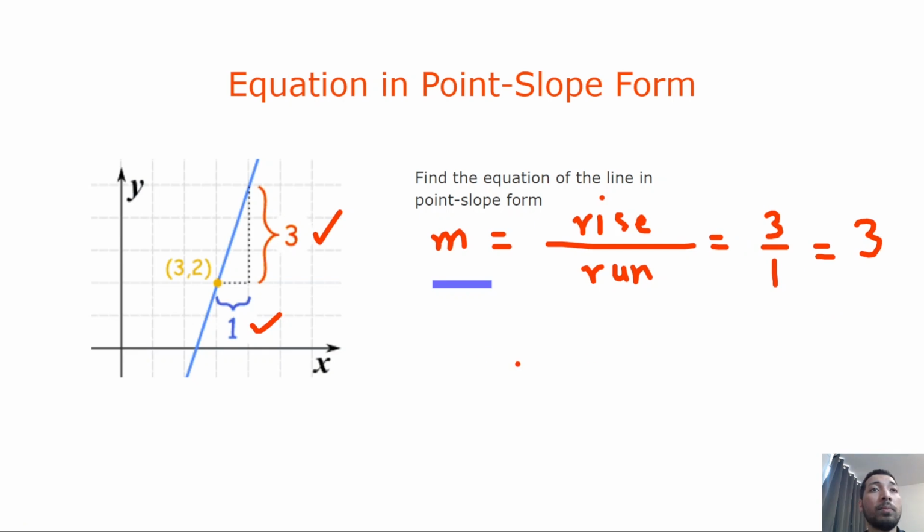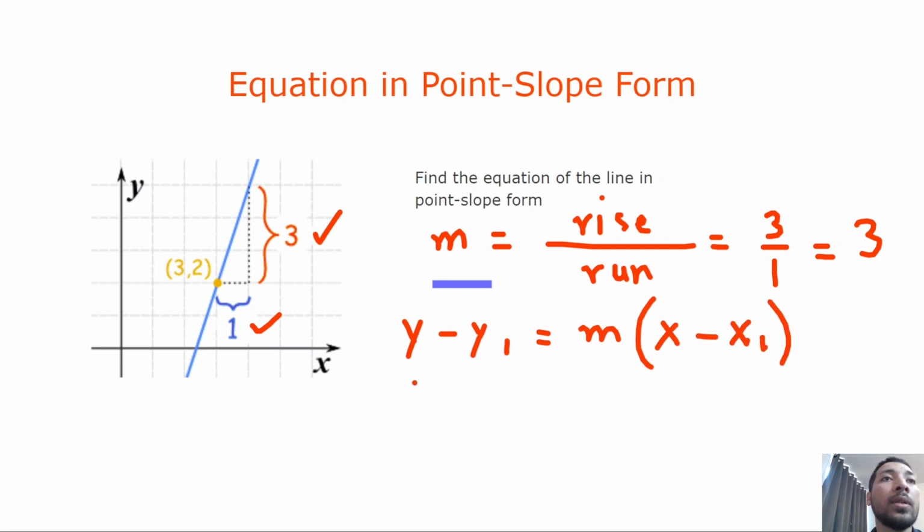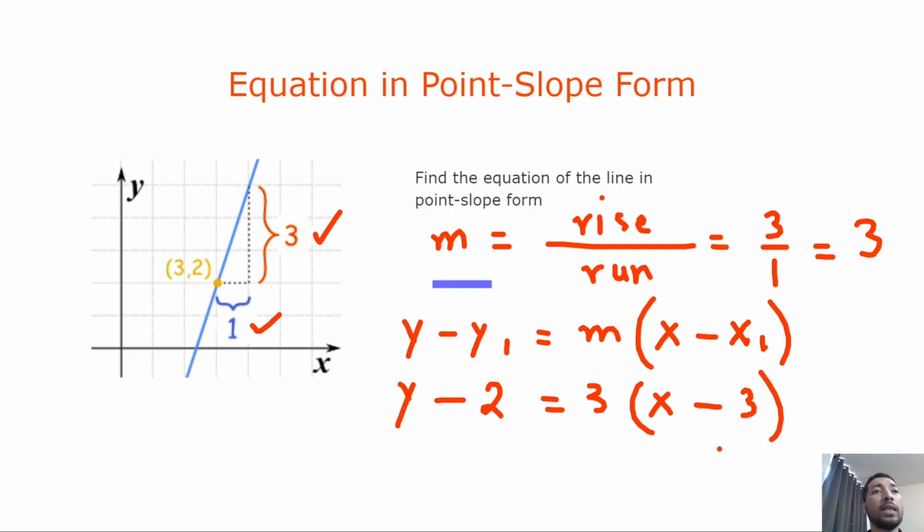Now that we have our slope, we can plug it into the point-slope formula, which is y minus y1 equals m open parenthesis x minus x1. So we have y minus y1, where x1 and y1 represent the point over here. So y1 is 2, our m is 3, and x1 is 3 as well. So this is the point-slope form for this graph.